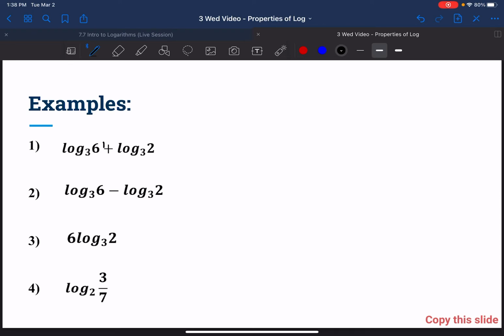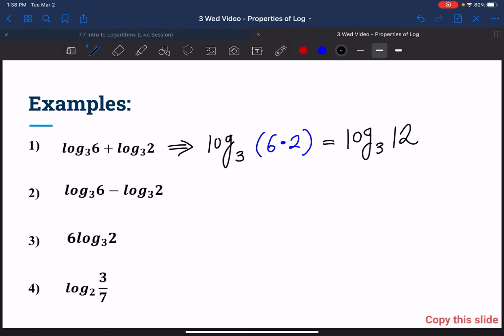Since I have addition, I know I have to multiply. This is the number 1 property, the product property. So this becomes log base 3, and the base is the same. Now, instead of 6 plus 2, you have to do 6 times 2. It becomes multiplication. So that becomes log base 3 of 12 when you simplify further.